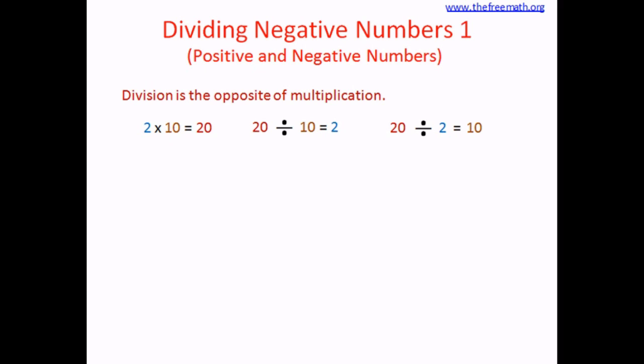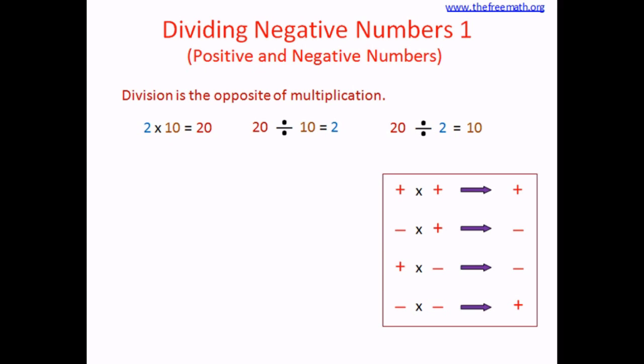So let's see some divisions where we have positive and negative numbers, and based on that multiplication, we can write corresponding division. Here are the rules for multiplying positive and negative numbers. We have learned this when we learned the multiplication of negative numbers. So let's look at the rules and do some simple multiplications. The first one is this: 2 multiplied by negative 10 equals negative 20.